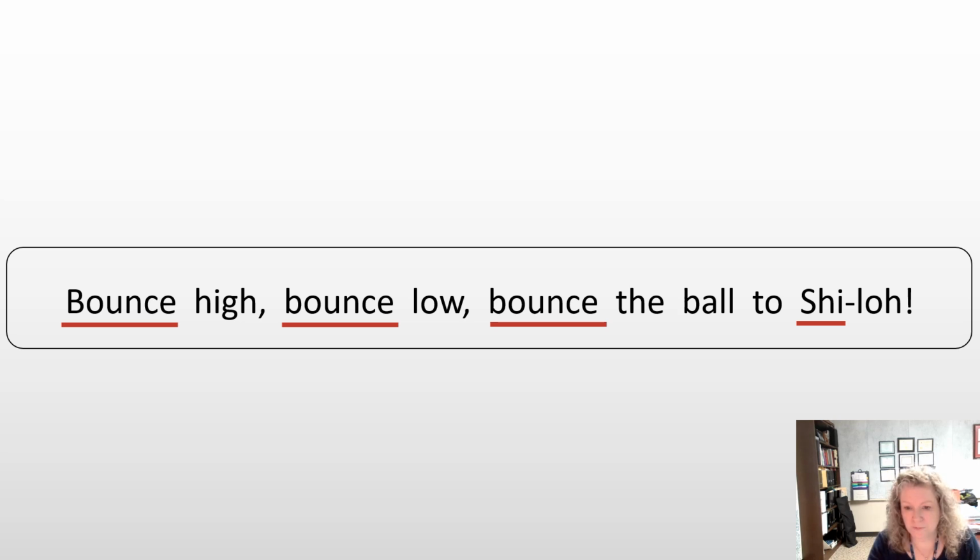In music, we use accents to indicate strong beats, to indicate the beats that are stronger or accented. So we're going to put an accent under each one of those underlines. So I'll give you a moment to do that.